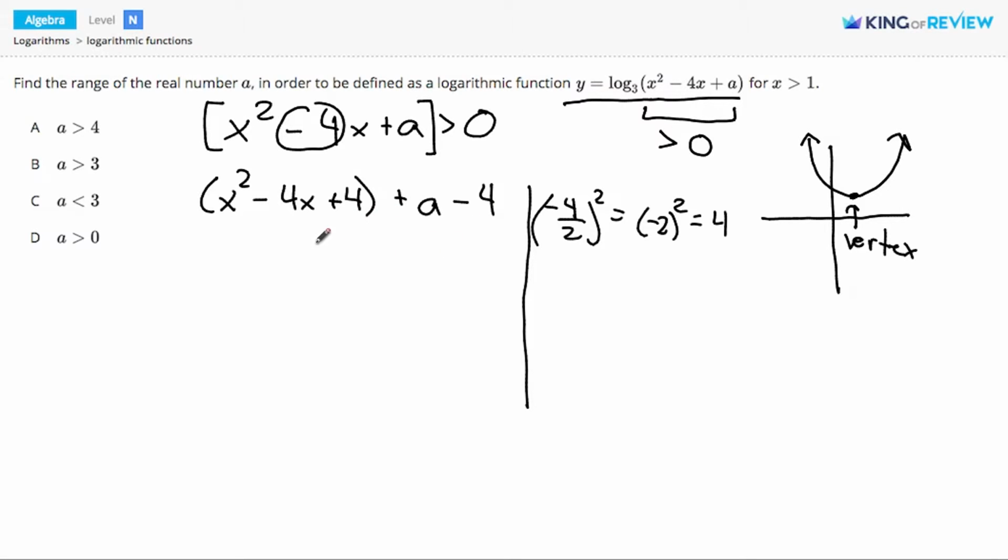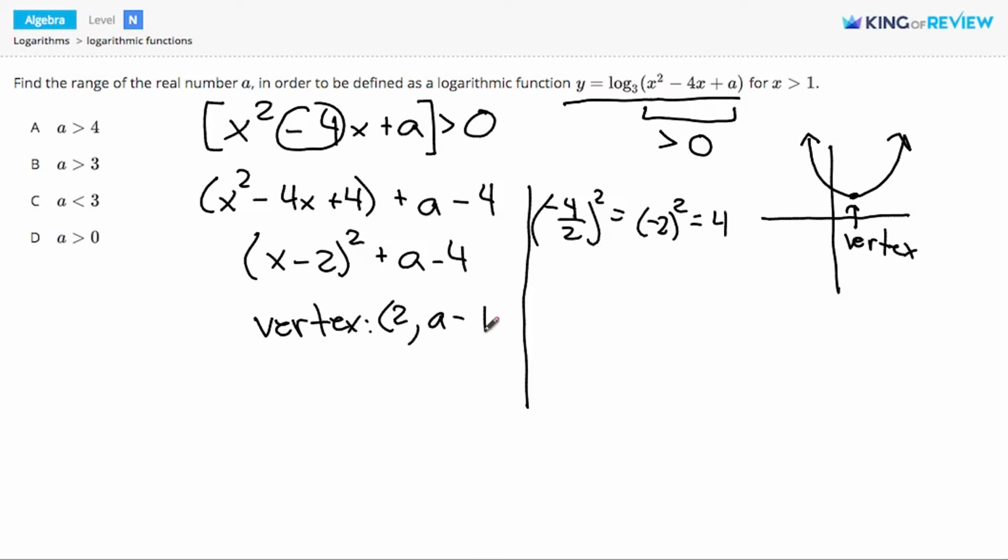But what I have here now in parentheses is a polynomial that factors into x minus 2, the whole quantity, squared, plus a minus 4. This is called vertex form. The vertex of this parabola is going to be at the point 2, from the 2 that's subtracted in the parentheses, comma, a minus 4, from the a minus 4 outside the parentheses.